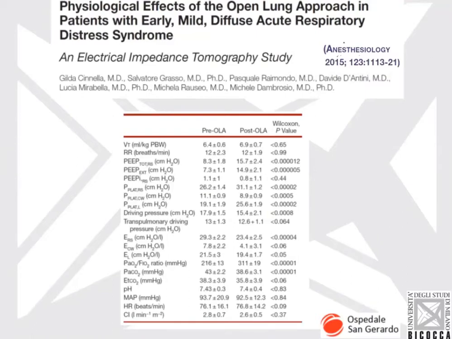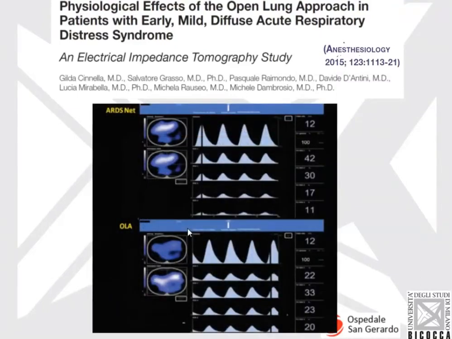For example, here Dr. Cinnella compared two ventilator strategies, open lung approach before and after open lung approach. So PEEP was very different and oxygenation was very different. And what they have shown with EIT is that, for example, the use of a higher PEEP led to an increased ventilation of the dorsal region, which went from 11 to 20%. So we are not just looking at one number of compliance, one value of PF, but we are looking at what is happening in the different lung regions.